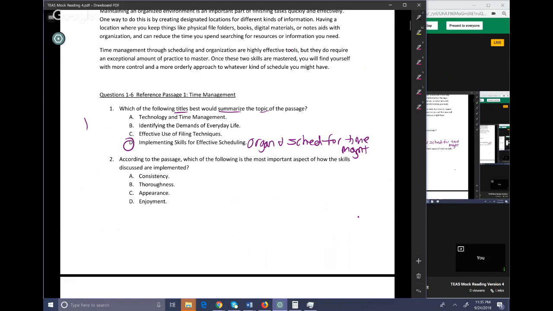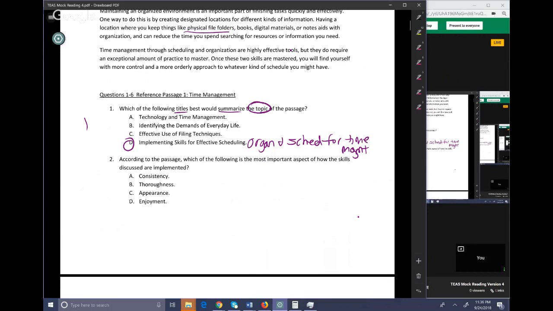It's not about identifying demands of everyday life. It's not about technology and time management, because the organization paragraph had nothing to do with technology. It's talking about file folders. So the only one that works is the last one, which is not exactly a good idea of the topic. They did say topic, so it doesn't have to be dead on with your main idea.